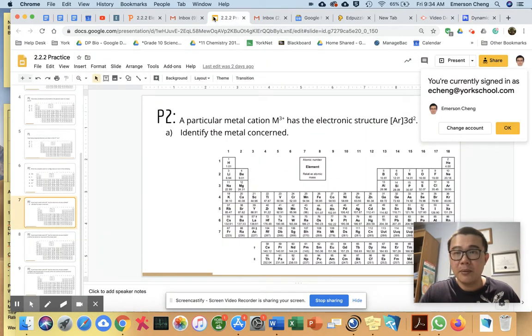So that would probably be one way to solve this problem. It's like, oh, I know that it's plus 3, I know that I have to have 3 more electrons, so just 1, 2, 3, 4, 5.